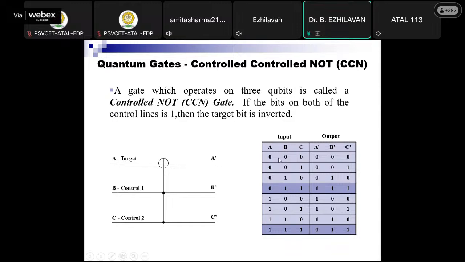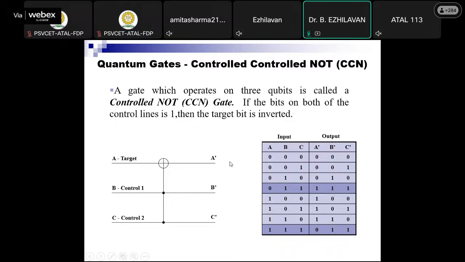See here, all will be similar. First 0 0 0 will be similar, 0 0 1 will be similar, then 2 also similar. In 3, B and C are 1. So this A will be inverted. Here 0 means it will become 1. Similarly, others will be the same. Then here, B and C are 1 at last for this 7. Here this A will be inverted.